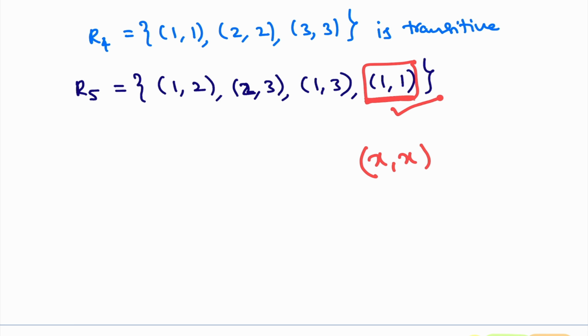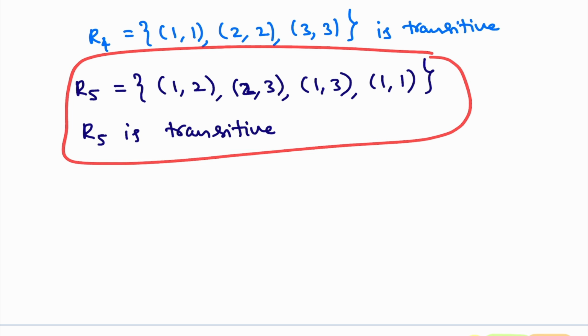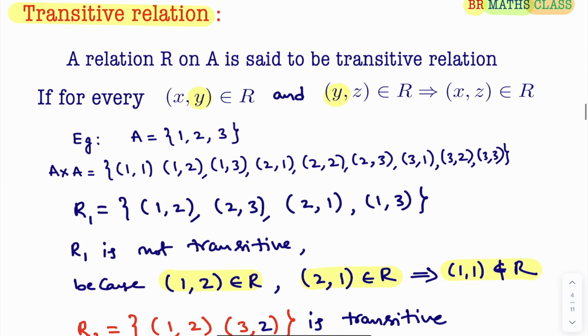So this element passes the transitive test. So R5 is transitive. I hope you understand this transitive relation. What is a transitive relation? How to check a transitive relation?